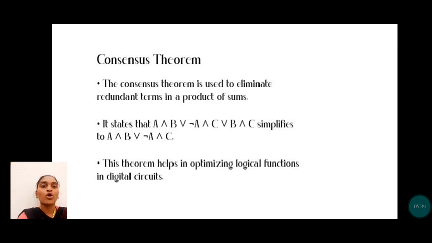Consensus theorem. The consensus theorem is used to eliminate redundant terms in a product of sums. It states that AB + A'C + BC simplifies to AB + A'C. This theorem helps in optimizing logic functions. This theorem is very helpful for logic functions, digital circuits, or any functions to develop.